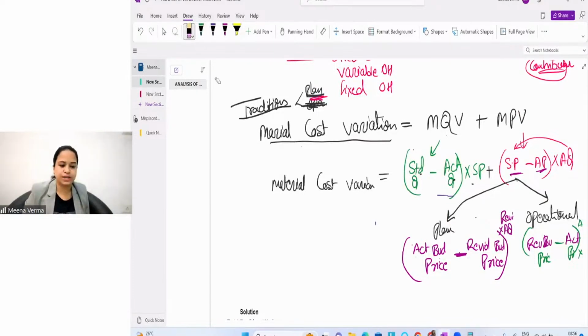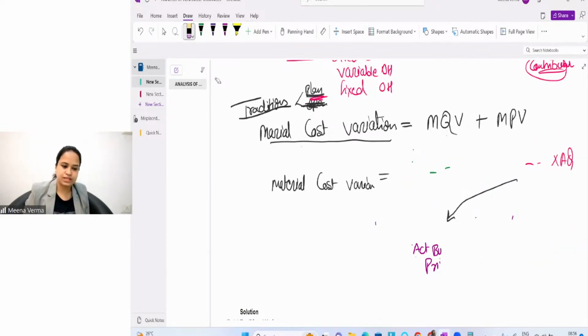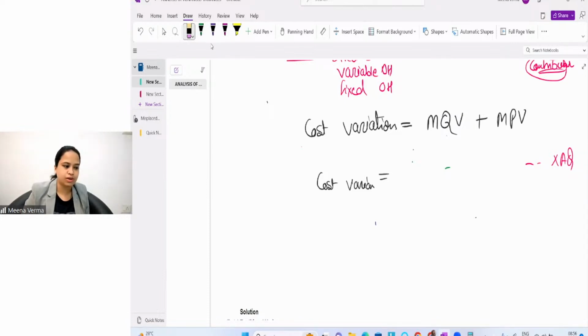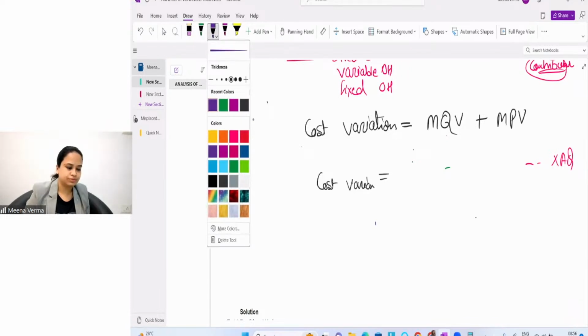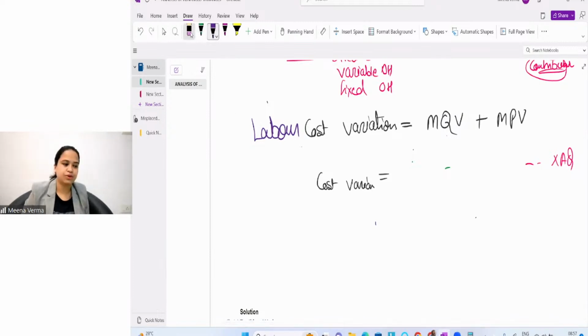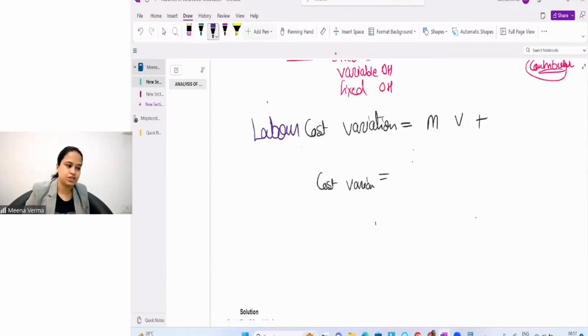Okay, so that was about the material cost variation. You can do the same thing for the rate variations. Let's consider the rate variation. So what we are studying, labor cost variations. Traditionally, what was the formula? Labor cost variation. We are studying about the labor cost variation that can be further classified as labor efficiency variation, or labor rate variation. Then you can classify it in this way.